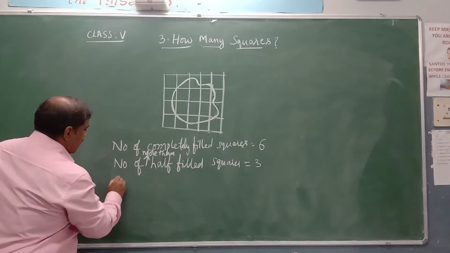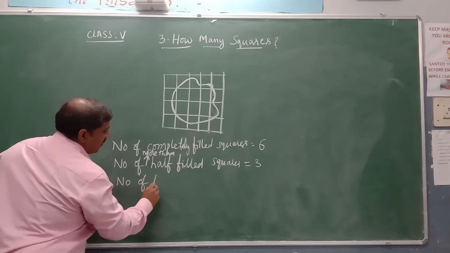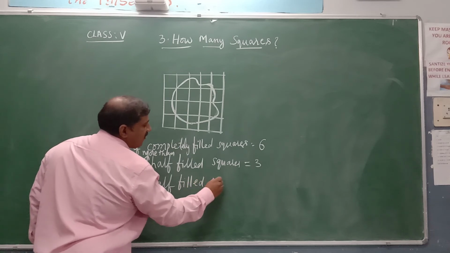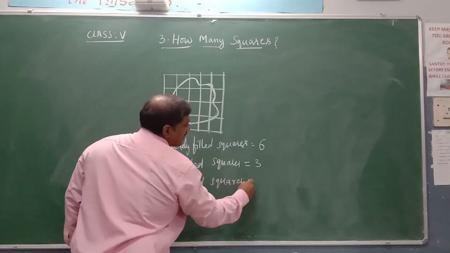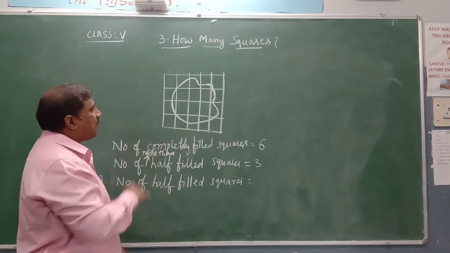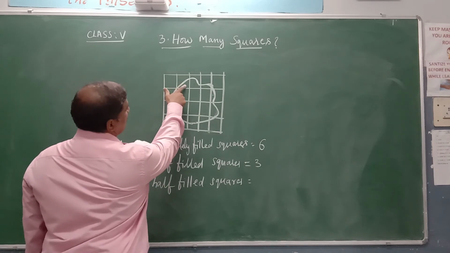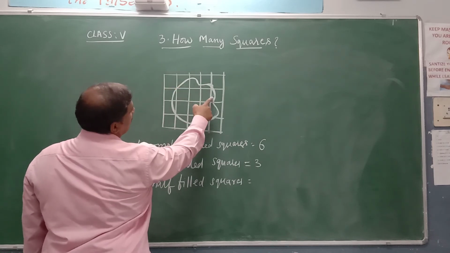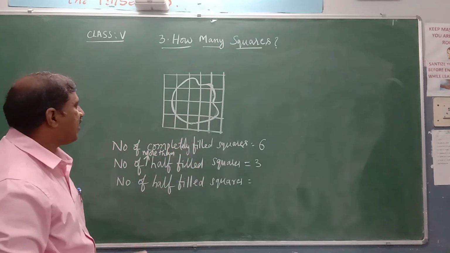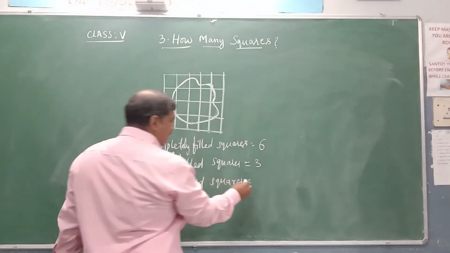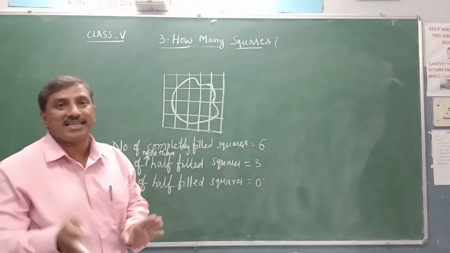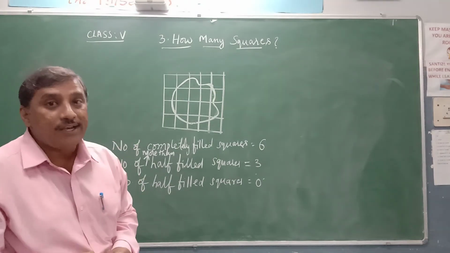Now you find the number of half filled squares. How many squares are there which are exactly half filled? From this you count. So this is not exactly half filled, this is less than half filled, less than half filled. So almost all here are less than half filled squares. We are not finding exactly half filled squares, and all the remaining are less than half filled squares, which can be ignored.